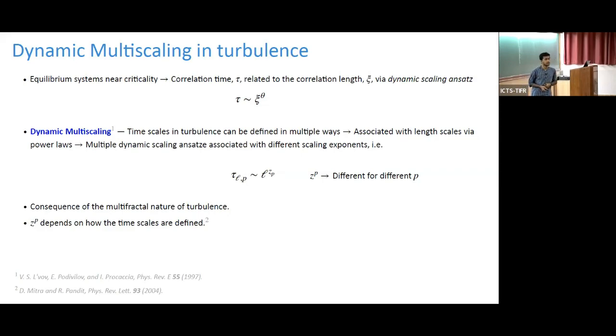Now, the interesting thing in turbulence is that since turbulence is multifractal, there is not one power law exponent, but a full spectrum of power law exponents. So there are multiple different dynamic scaling ansatz, and each has a different exponent z_p. In this sense, turbulence exhibits dynamic multiscaling and not simple scaling. This dynamic multiscaling has been verified earlier from the multifractal model of turbulence for cases like passive scalar and also Navier-Stokes turbulence. Another important thing is that this exponent z_p depends on the way we define the time scales, so the definition of the time scale can also change the dynamic exponent.